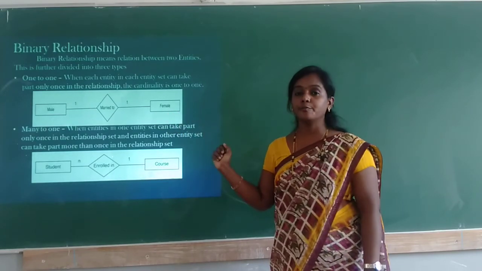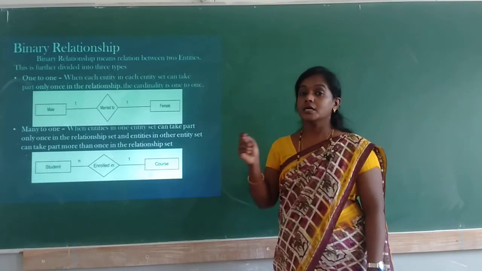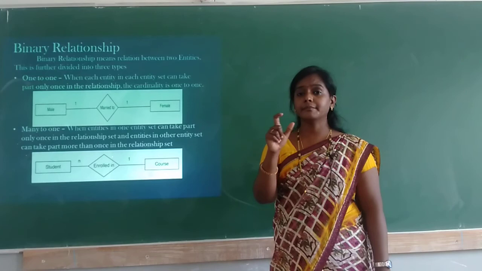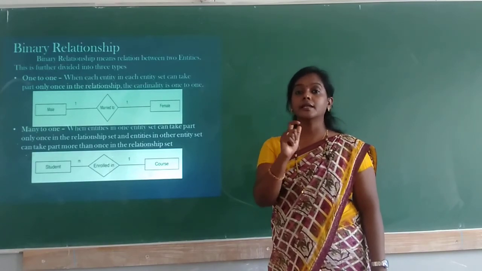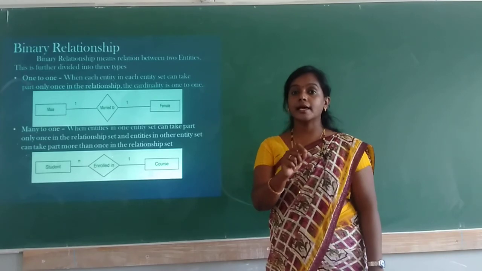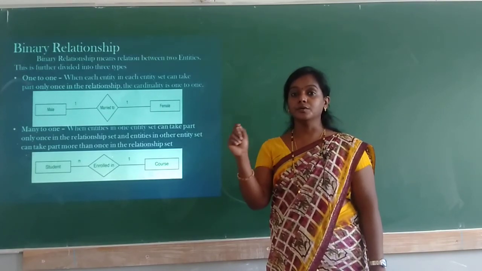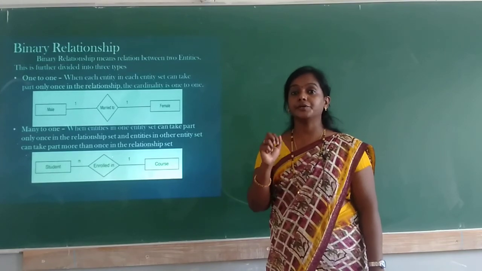Okay, next we have many-to-one relationship. Many-to-one relationship means n number of students are joined to one course. Okay, in one class, n number of students will be there. So n to 1, that means many to 1.